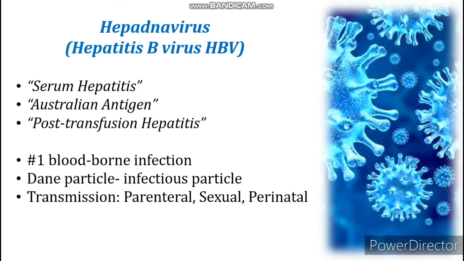So, your second DNA virus is your Hepadnavirus, specifically your Hepatitis B virus. It's also known as your serum hepatitis, Australian antigen, or the post-transfusion hepatitis because it is a blood-borne type of hepatitis. And the infectious particle present in it is what you call your Dane particle. So, ang transmission niya is through parenteral, sexual, and perinatal.